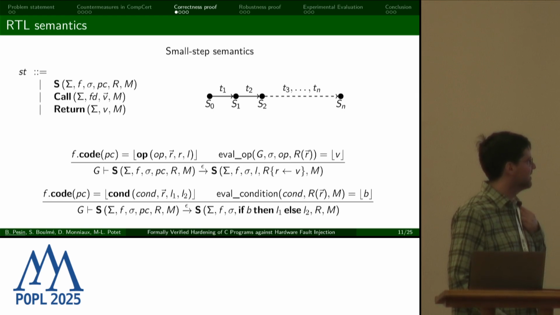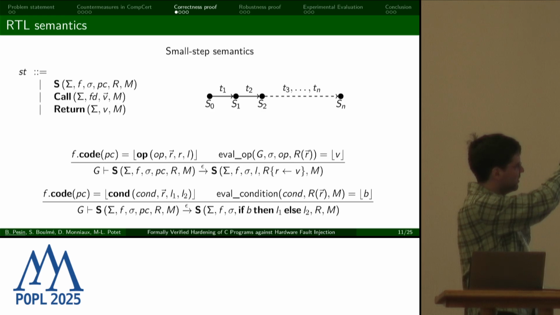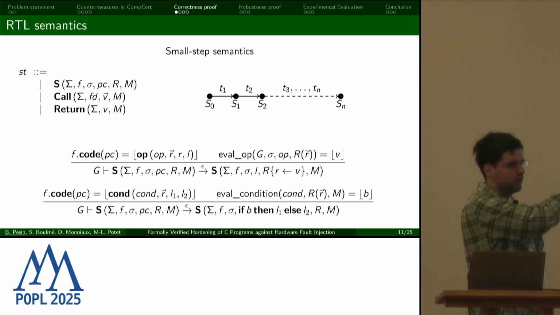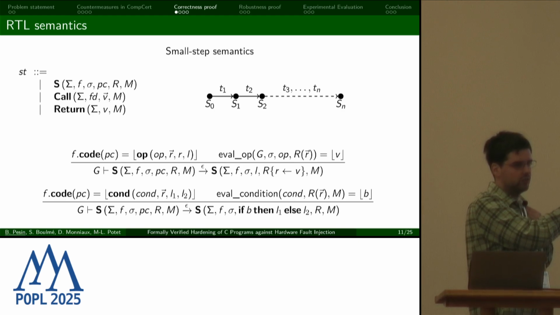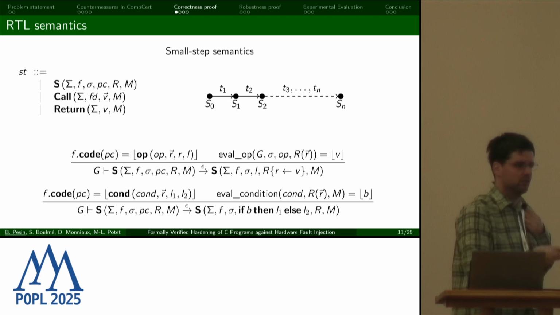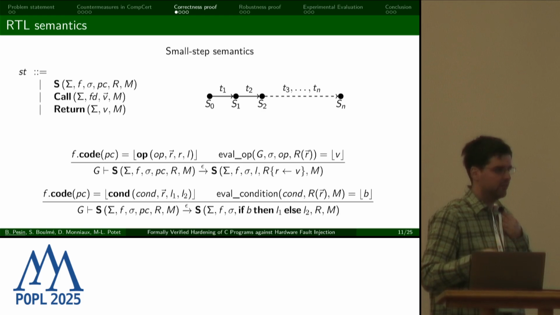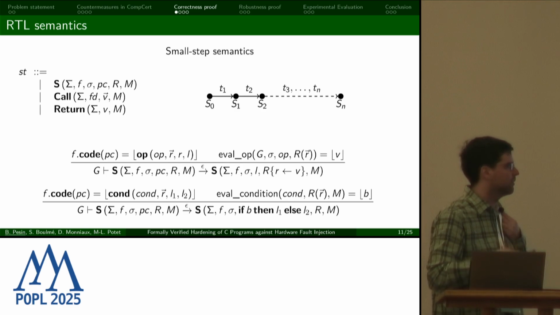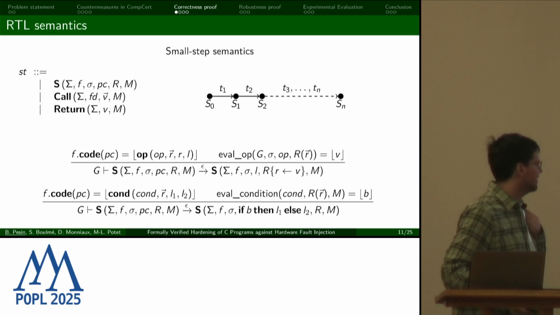So for RTL, this state is quite high level. You have a representation of the stack, which is this big sigma here. You have the function that you're in, F, the program counter, so the identifier of the current instruction to be executed, PC, the set of registers, and the memory of the machine. And for every step, you may or may not see some observable events, which would be maybe writing to a global variable or doing a print or something, which are characterized in this trace T1, T2, T3, etc.